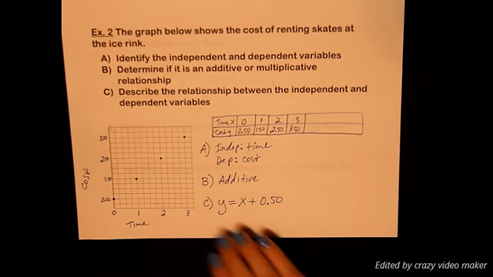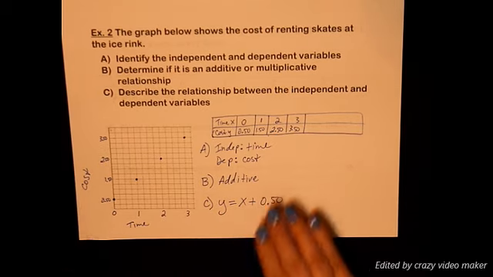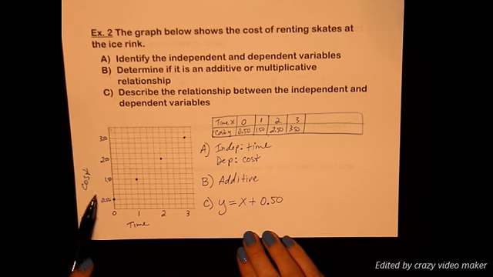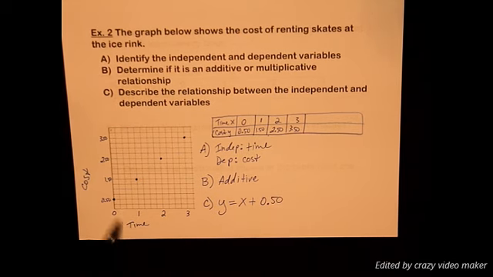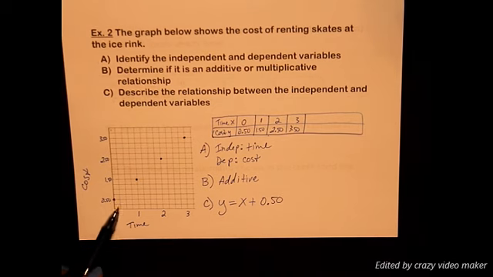When you have your graph, you have to get all your points from your graph, put them in the table. Look at your axes to tell you independent and dependent. Look where it crosses the y-axis. If it doesn't go through the origin, you automatically know it's additive. Then you use your table to get your rule.